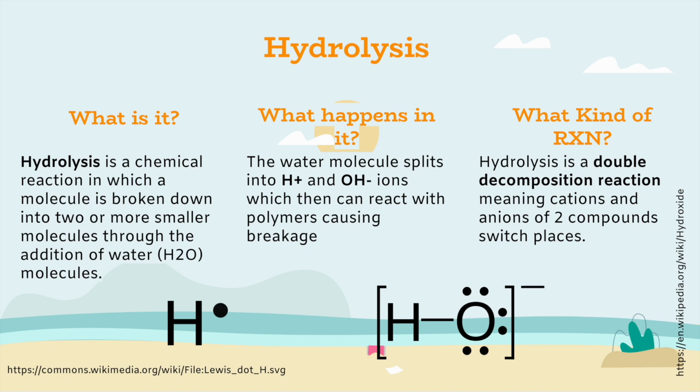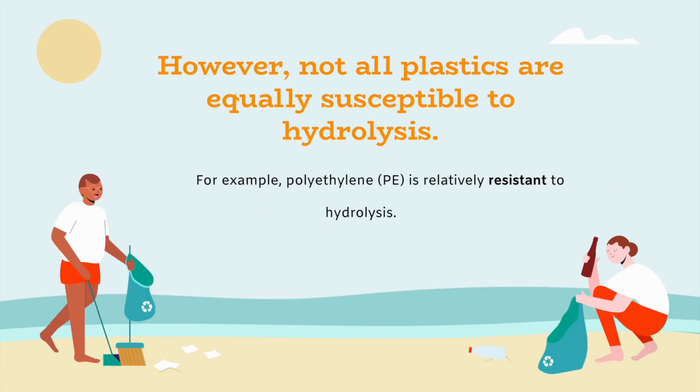Well, what kind of reaction is hydrolysis? It's a double decomposition reaction, meaning cations and anions of two compounds switch places. The water molecule splits into a positive hydrogen and OH ions, which then cause breakage between the polymers. However, not all plastics are equally susceptible to hydrolysis. For example, the plastic we've been talking about, polyethylene, PE, is relatively resistant to hydrolysis. PE comes from ethylene monomers, and ethylene is an organic chemical which is produced by heating ethane, petroleum, or derived from plant hormones, most likely petroleum.